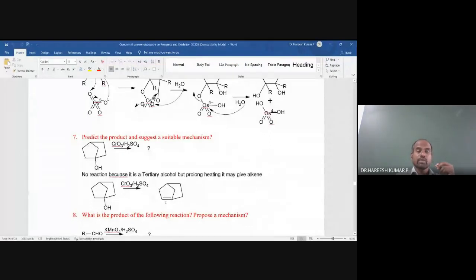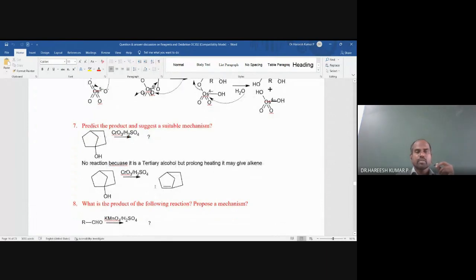Of course, if you are using an excess amount of chromium trioxide, what will happen? The obtained double bond can react. No, this is not KMnO4. If it is KMnO4 or if it is a dichromate, then there will be a reaction with the double bond. But since it is acidic condition, the double bond is the product.